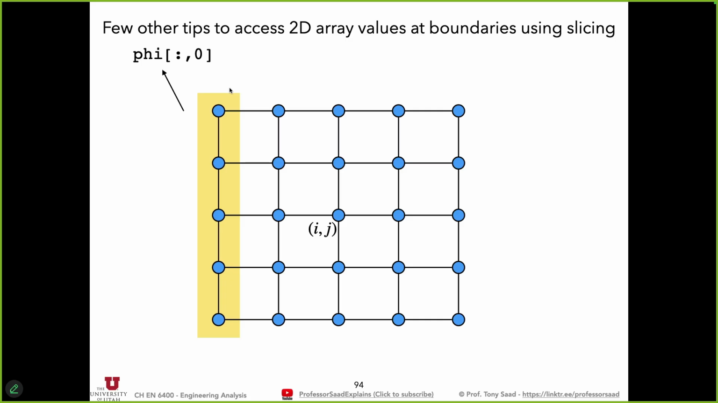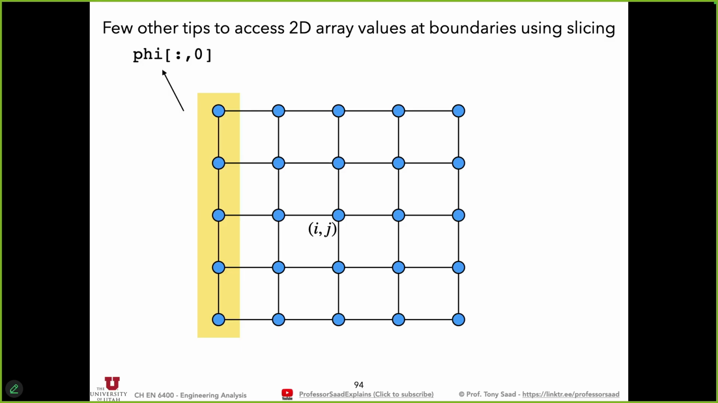Sometimes we need to access all the values on the x minus, or the left boundary. To do this, you do this slicing, phi[:, 0]. Why does this work? Remember, the first dimension in a 2D array corresponds to the y values, right? So here I want to access all the y values, so I put a colon on the y values, but the first x value, which is at index 0, right? So phi[:, 0] gives you all the y values at x equals 0, at the left boundary.